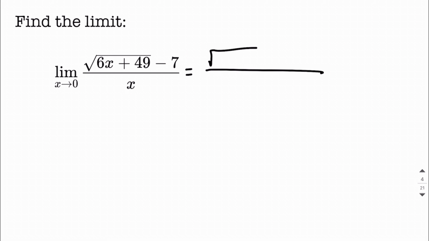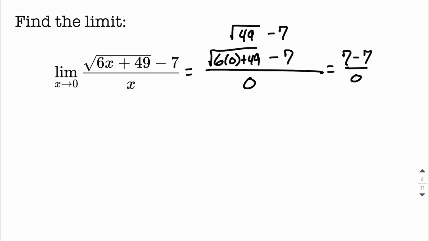So in our case, we're going to have the square root of 6 times 0 plus 49 with a minus 7 hanging out here and a 0 in our denominator. Well, this will simplify a little bit: that 6 times 0 makes 0, plus 49. We're really looking at the square root of 49 with a minus 7 in the numerator, which is really 7 minus 7 over 0, or when simplified, we get to 0 over 0.